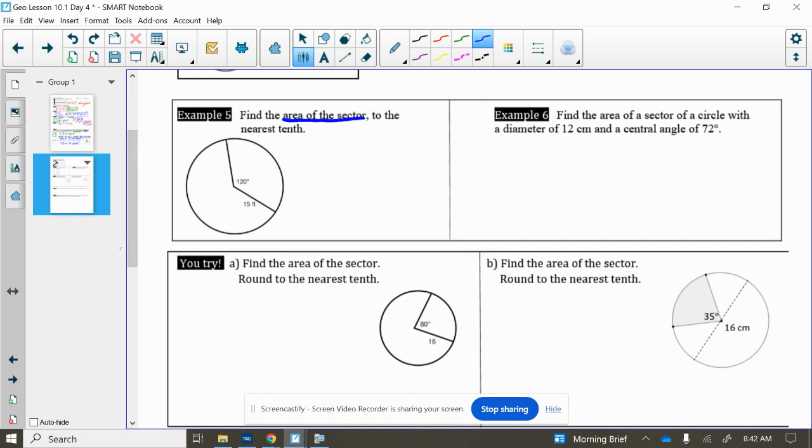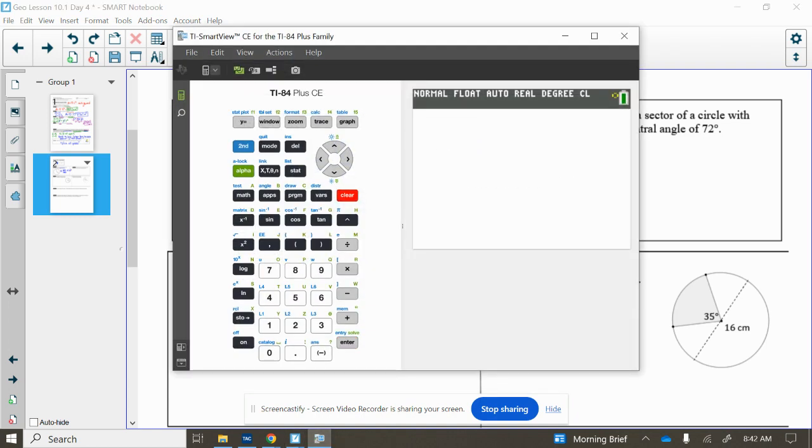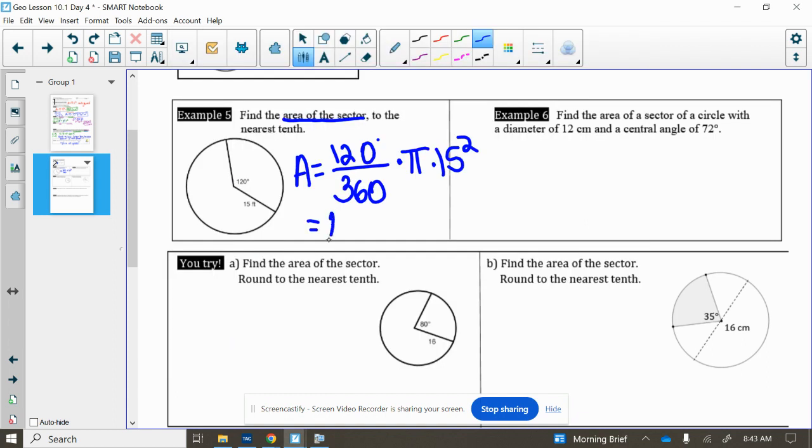So if we want the area of this first sector, we are going to take 120, that central angle measure, divided by 360, and then times pi times our radius value squared. When you type this in the calculator, you can do it all as one step: 120 divided by 360, times pi times that radius value of 15 squared, and we get 235.6 square feet.